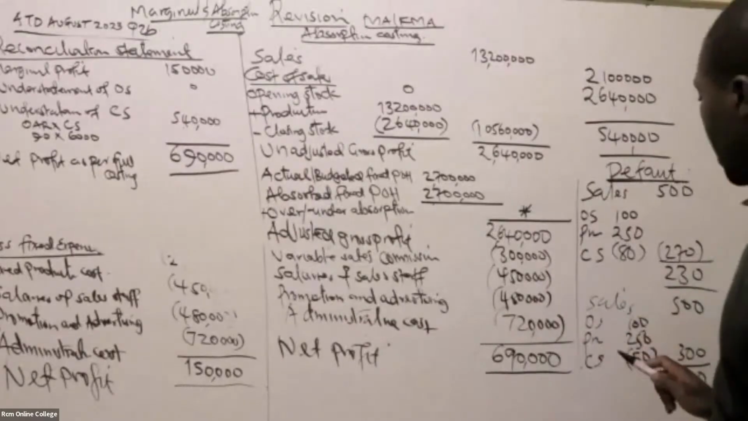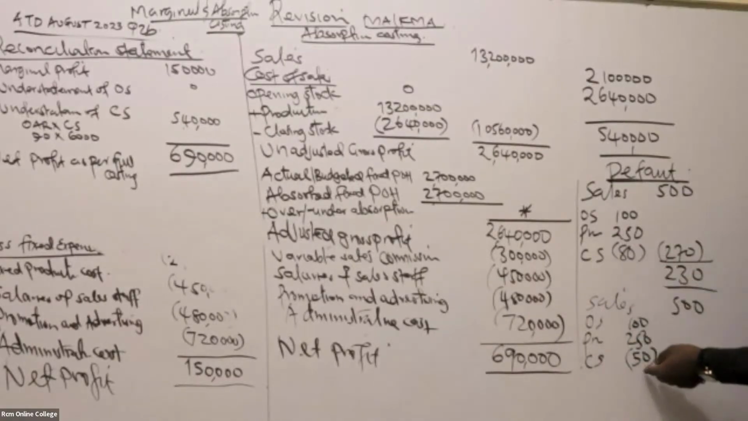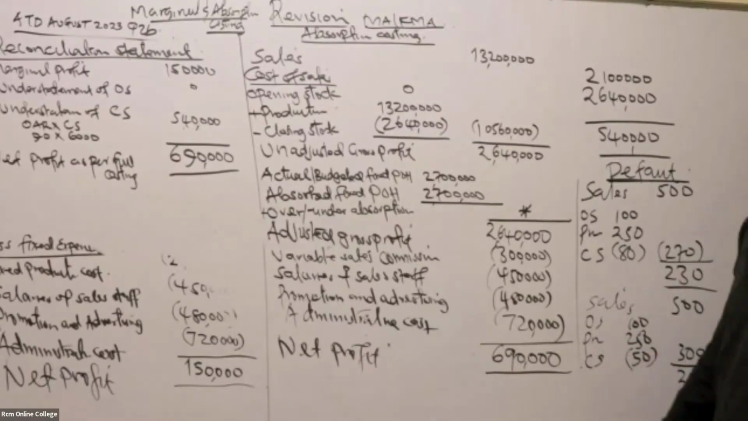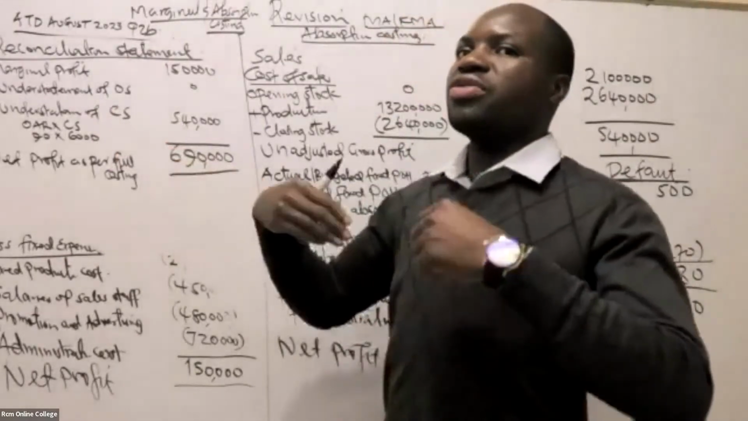Right? When I now understate closing stock from 80 to 50, that is understating it by 30. Look at what's happening to my profit. When I understate closing stock by 30, my profit is understated by 30. My profit reduces from the real one of 230 to 200. How do I rectify the understatement of closing stock? We need to add back the understatement of closing stock so that I get back to the real profit.